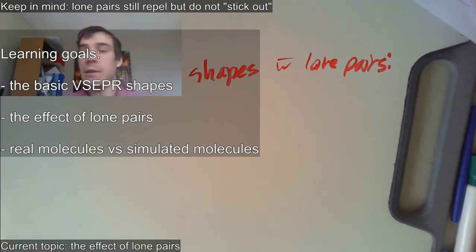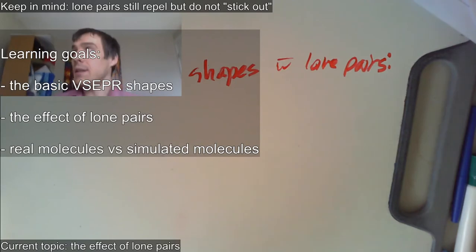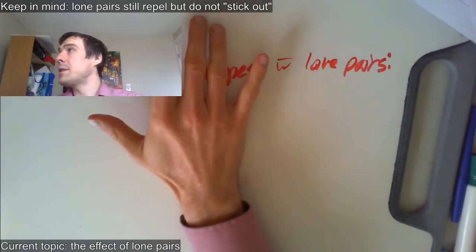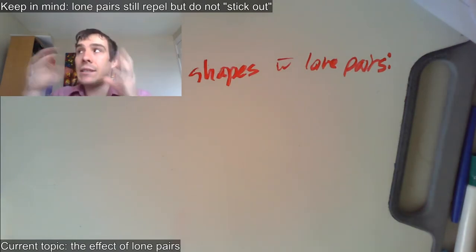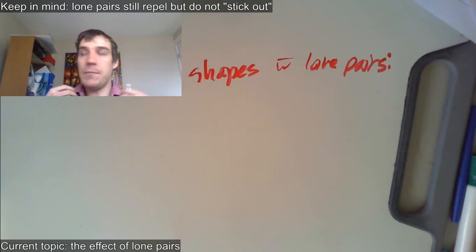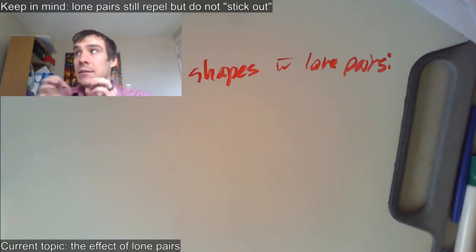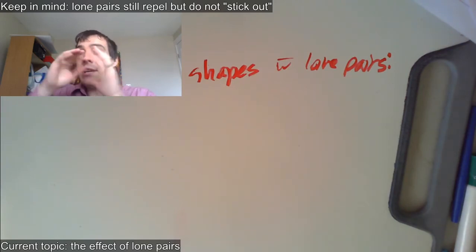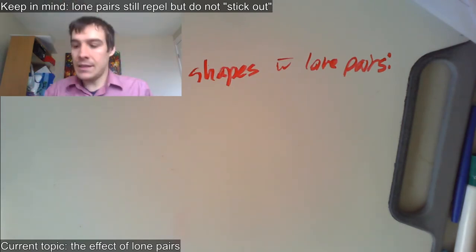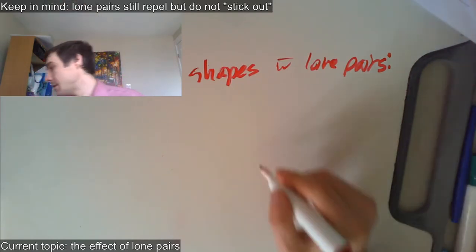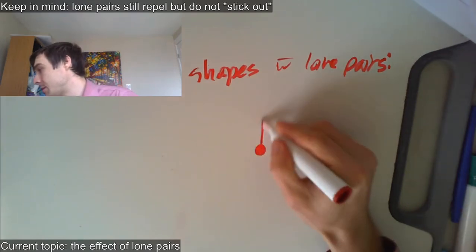So let's talk about shapes with lone pairs. Basically, if you look at the keep in mind up there, it tells you everything you need to know. Lone pairs will still repel. This is why it's called valence shell electron pair repulsion. So lone pairs still repel, but they don't stick out. They stay near the central atom. They're going to be a domain, but they're not going to contribute to the shape of the molecule as other molecules see it. This is confusing to talk about, but a lot easier to explain when we draw it on a whiteboard.